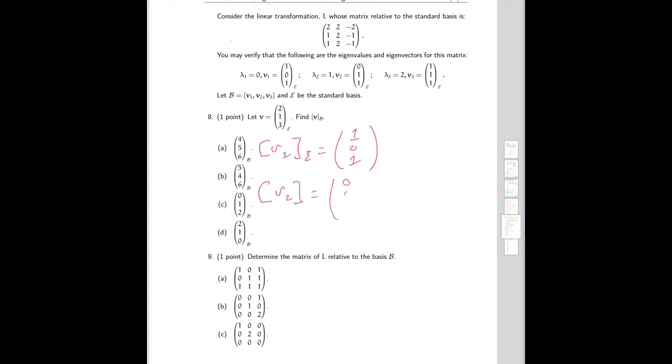And the coordinates of V2 relative to the elementary basis are 0, 1, 1. And the coordinates of V3 with respect to the elementary basis are 1, 1, 1. Okay, that's what I mean by all of this right here.